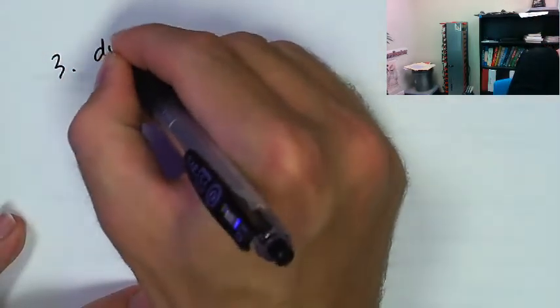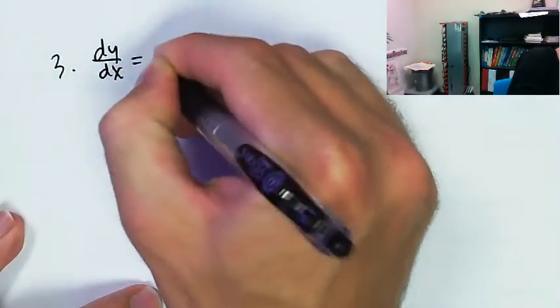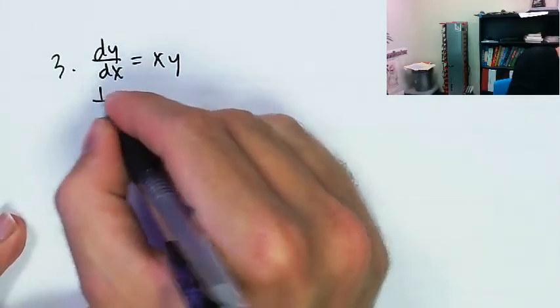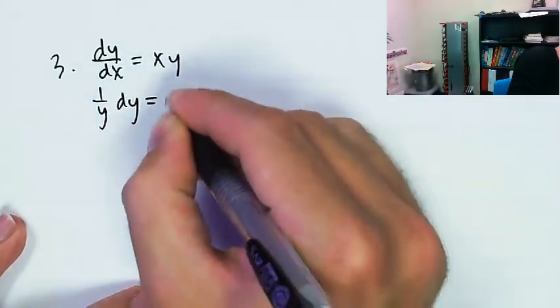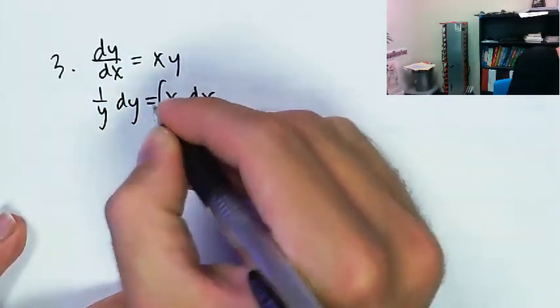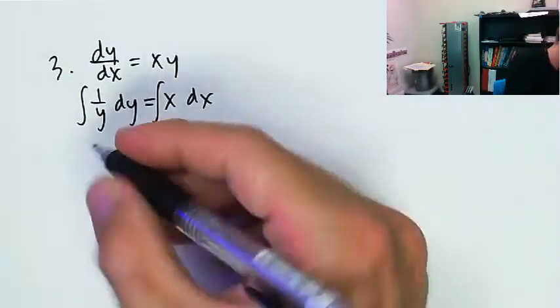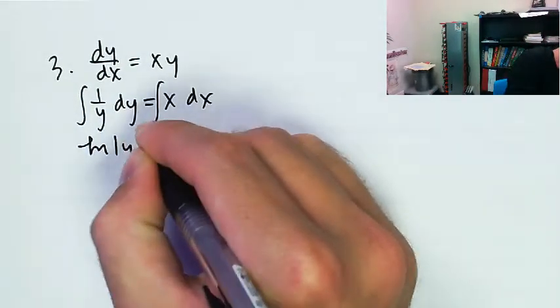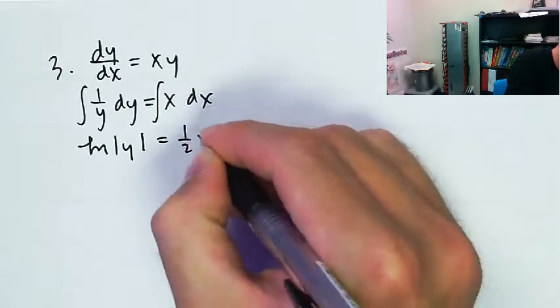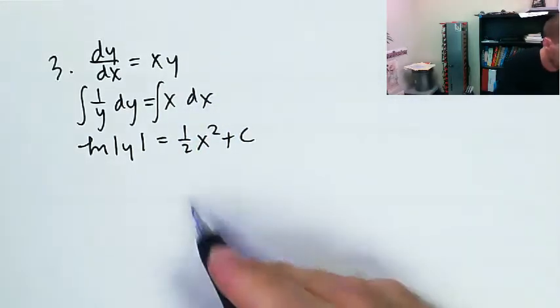Number 3 is dy/dx equals x times y with the initial condition 0 and 11. Okay, so I'm going to divide both sides by y. 1 over y dy equals x dx. I'm going to anti-differentiate both sides, and I'm going to get natural log of the absolute value of y equals 1/2 x squared plus c.